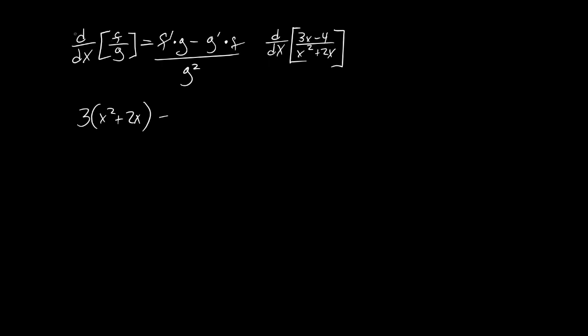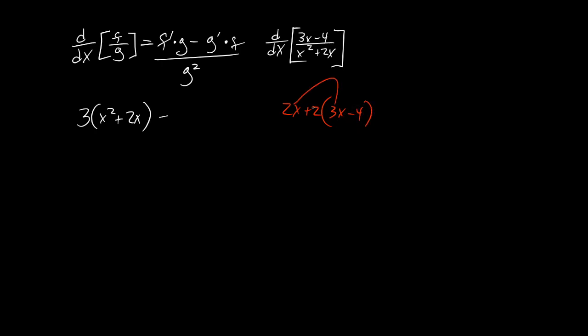So what is the derivative of x squared plus 2x? I'm just going to write it separately real quick, just so we can simplify it. So x to the power of 2 derivative is 2x. And 2x's derivative is 2. Right? And then we're going to put that in parentheses, 3x minus 4. There we go.